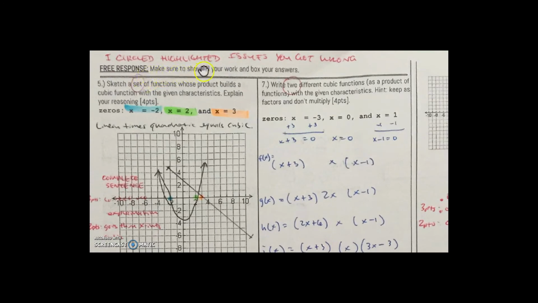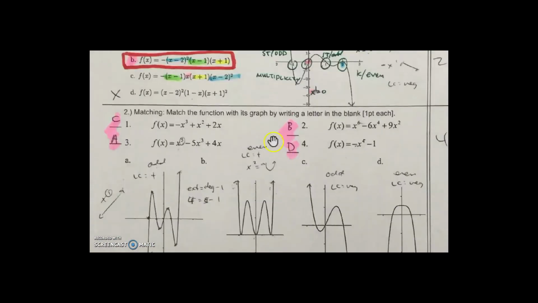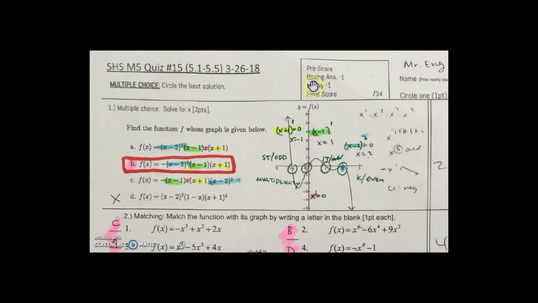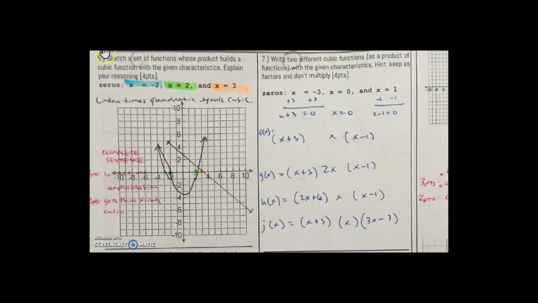Free response, make sure to show all your work and box your answers. If the person's paper on the backside has the word box circled, that means you probably lost a point for not boxing your answers, or if it looks messy, you also got that minus 1. Number 5, sketch a set. A set is like a pair of functions whose product, you have to multiply, builds a cubic function with given characteristics. Then explain your reasoning.